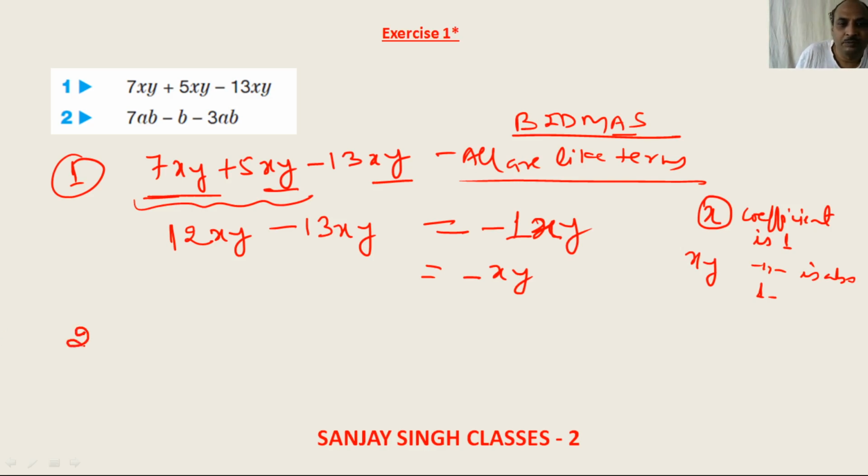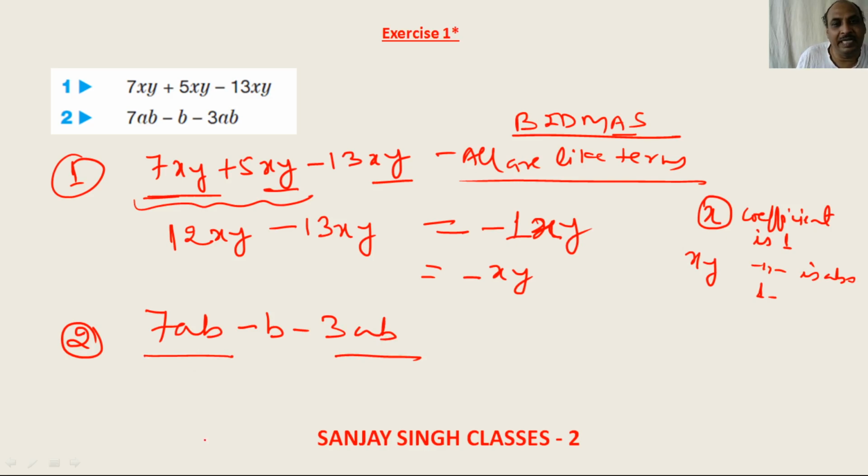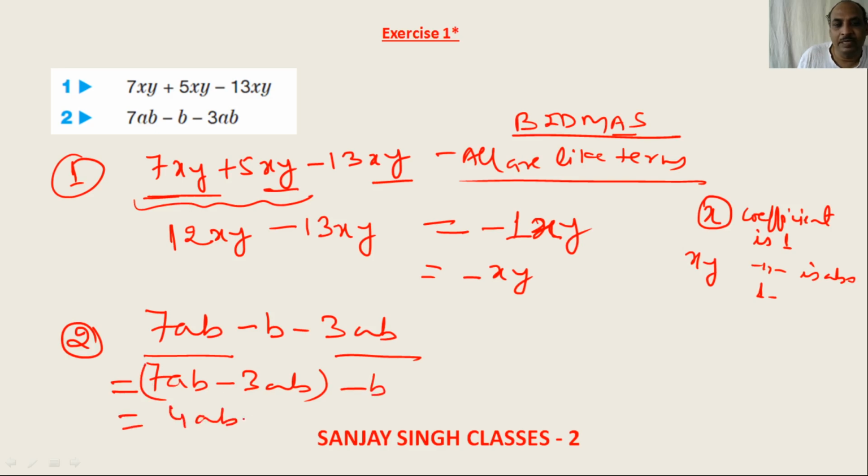Second, 7ab minus b minus 3ab. Now we need to find like terms first. Like terms are 7ab and minus 3ab. Between them subtraction is there, 7ab minus 3ab. If you want, you can bring them together, equal to 7ab minus 3ab and minus b, and it will become 4ab minus b.